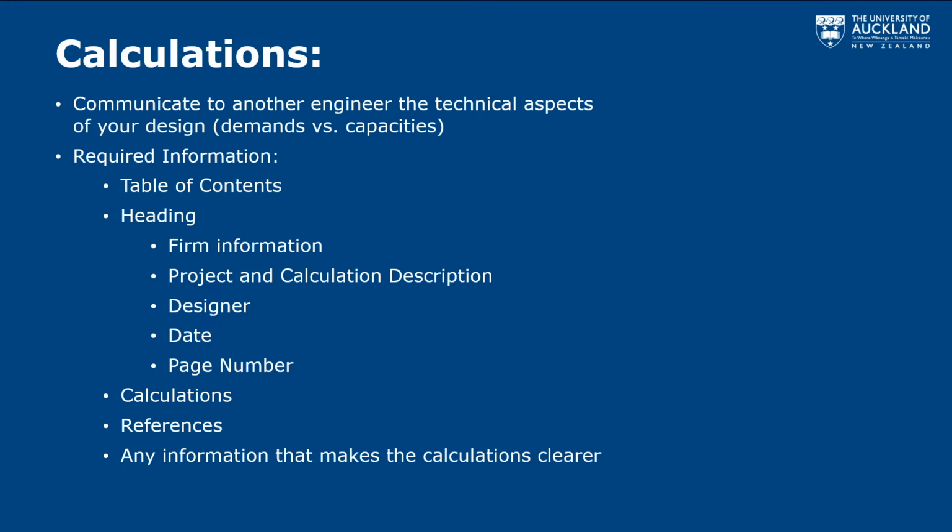And then each calculation page has a heading, and that heading has some key information about the firm that's doing it, the designer, when this was done, and what you are actually calculating. And then you have the calculations themselves, and you've got the references. And then finally, the last bullet point I have there is any information that might make the calculations clear. And I'll show you some examples of what that might be.